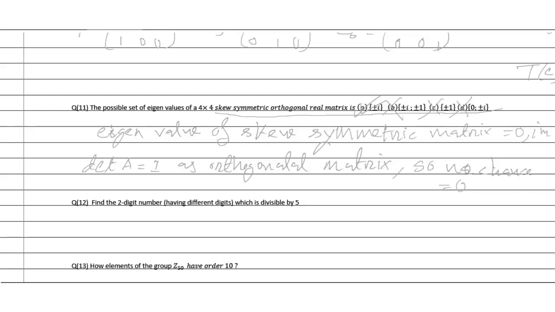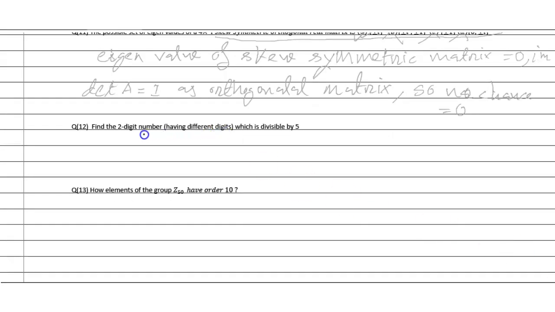Another problem is: find the 2-digit numbers having different digits which are divisible by 5. So friends, I already choose 2 numbers, 0 and 5. One possibility is 0, and then it is divisible by 5. So when it is 0 divisible by 5, then the possible entries should be here. The number should be 9. So 9 ways. Case 1, it is 9.